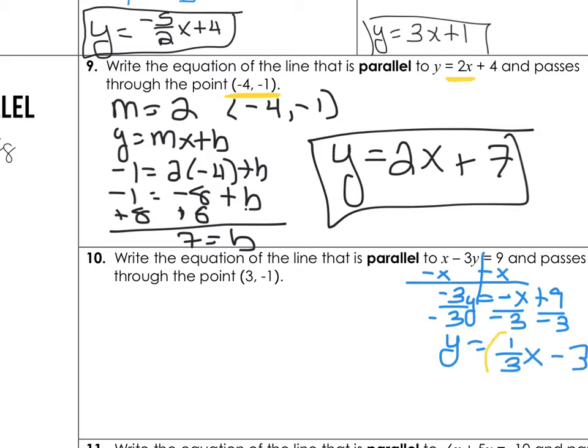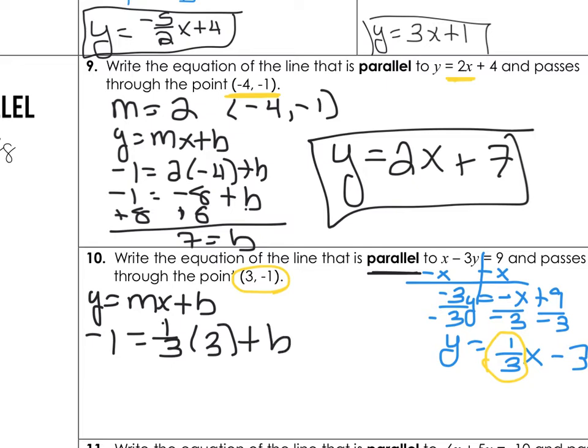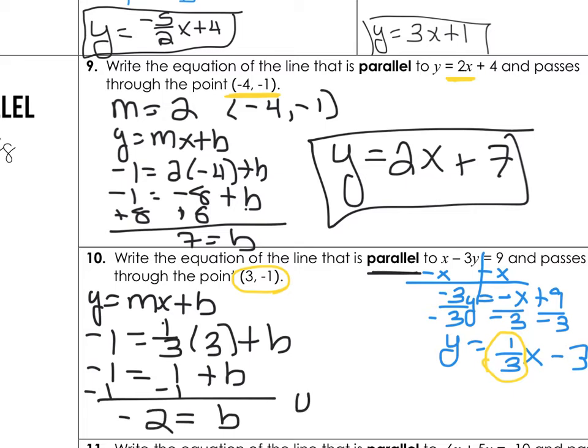All I need is this slope, and I need my point. So I'm going to put it in, y equals mx plus b. Since it's parallel, I want the exact same slope. So -1 equals 1/3 times 3 plus b. 3 times 1/3 gives me 1. So -1 equals 1 plus b. Subtract 1, and you get b equals -2. My final equation is, let's see, my slope is 1/3, so 1/3 x minus 2. Final equation.